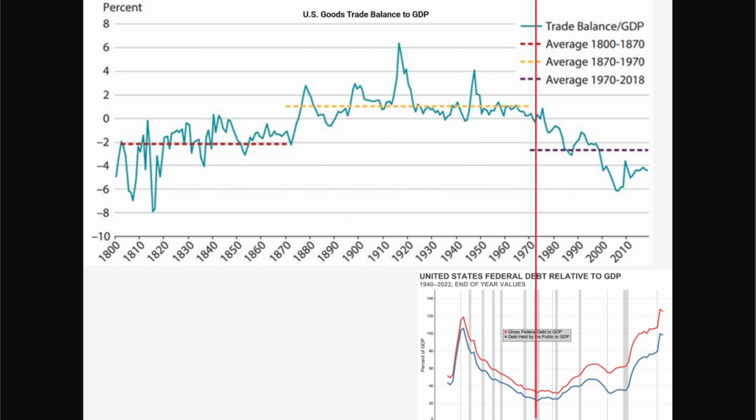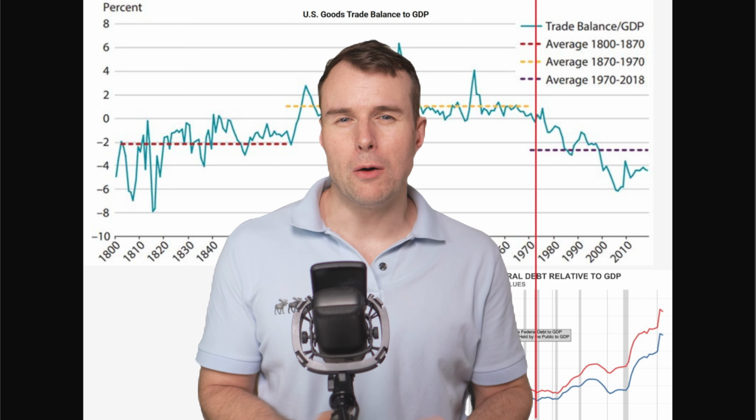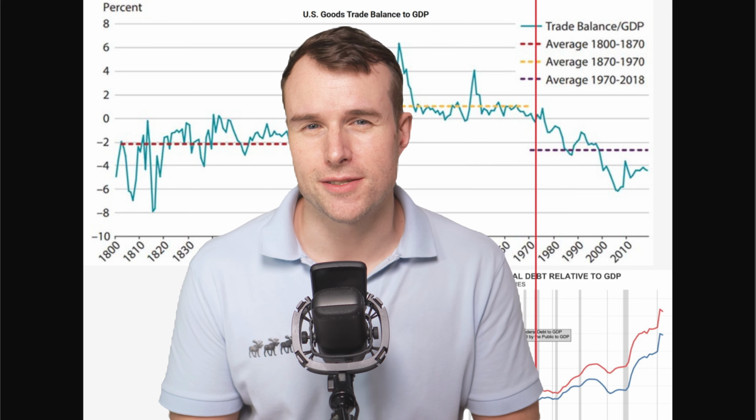Have a look at this. When there was trade surplus, the debt to GDP tended to go down. As we had trade deficits, the debt to GDP rose. Now, what does this have to do with asset prices? Now let's play with a straightforward theory.